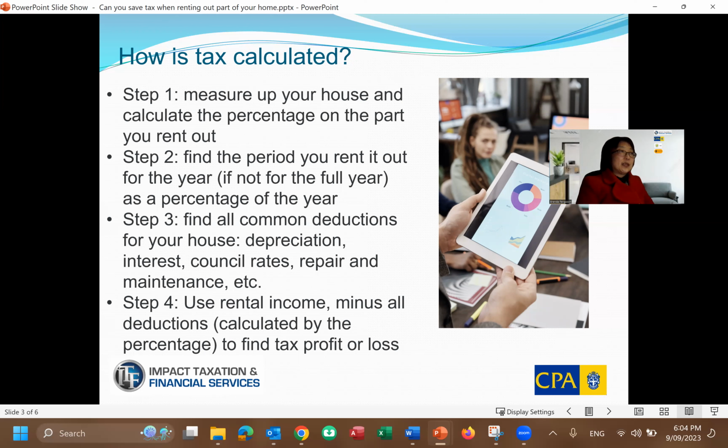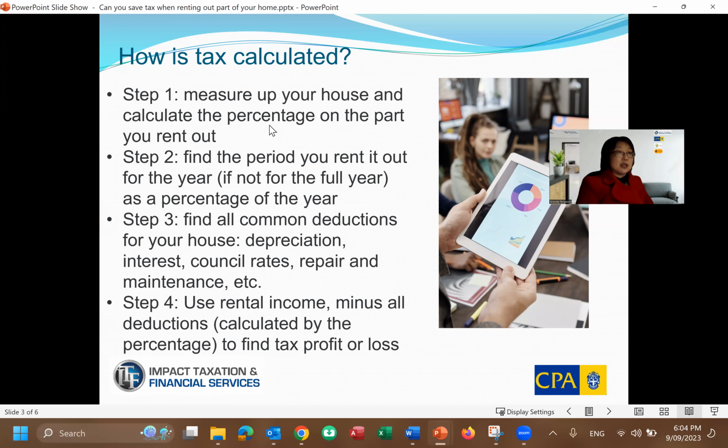And then step three, find all common deductions for your house: depreciation, interest, council rates, repairs and maintenance. So the common rental property deductions are applicable to your home as well when you rent out a part of it. Then step four is using rental income minus all deductions. Of course, the deductions will be based on your percentage. So the two percentages you need to consider are in step one and step two.